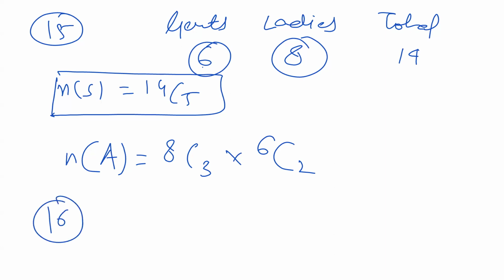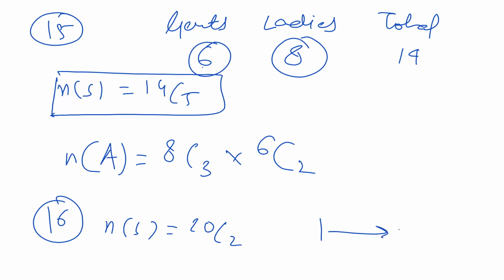Question number 16. A bag contains tickets numbered from 1 to 20. 2 tickets are drawn at random. So n of S is equal to 20C2. Both the tickets should be odd.